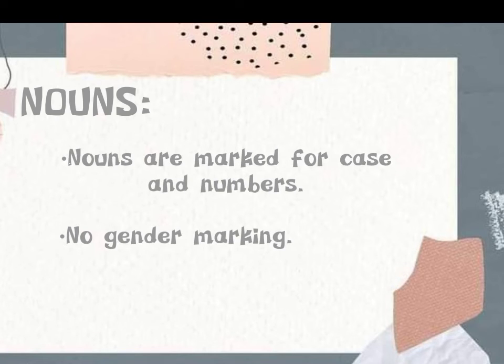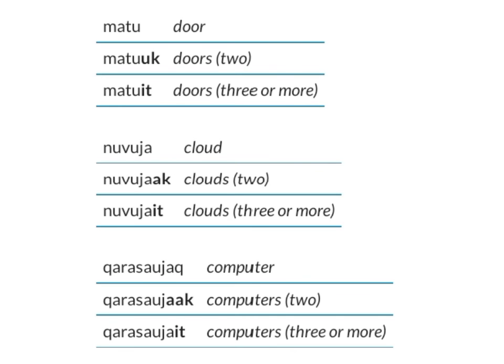Inuktitut nouns are marked for case and number. There is no gender marking. All languages make a distinction between singular and plural nouns. But some languages, like Inuktitut, also use inflectional morphology to indicate dual number when there are exactly 2 of something, as in the following examples.